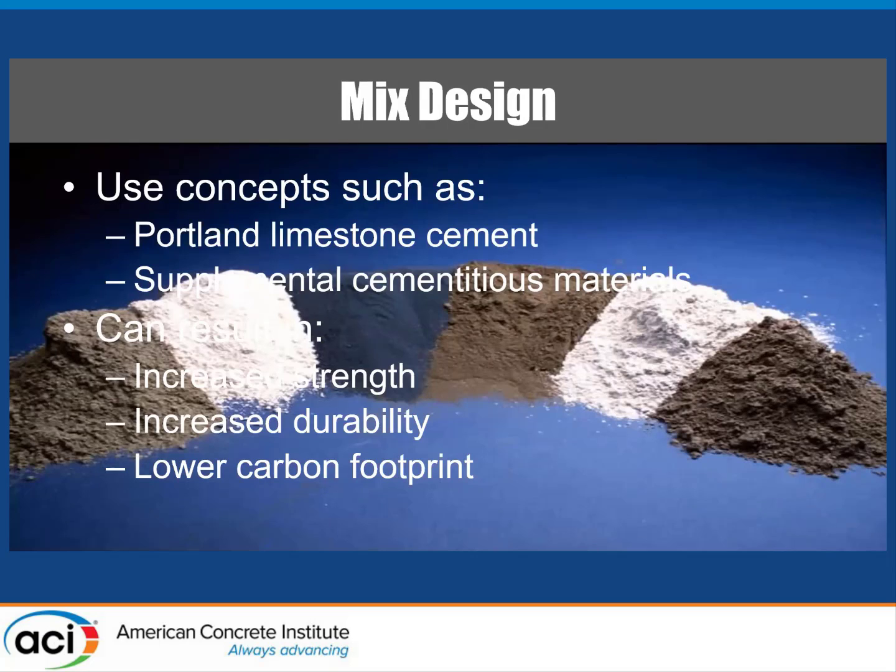You can also lower the carbon footprint by, instead of using Portland cement, using either Portland limestone cement or supplemental cementitious materials: fly ash, slag, silica fume, etc. So this is a very easy way, and in most cases, a little or no cost way to improve the resilience of your structures.